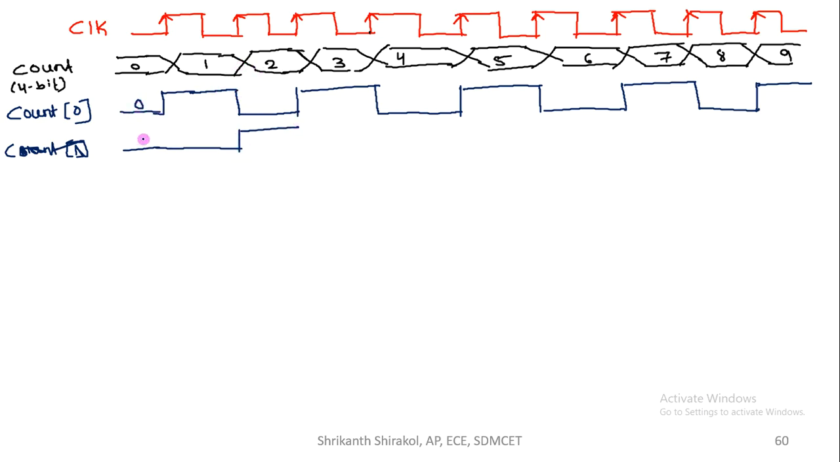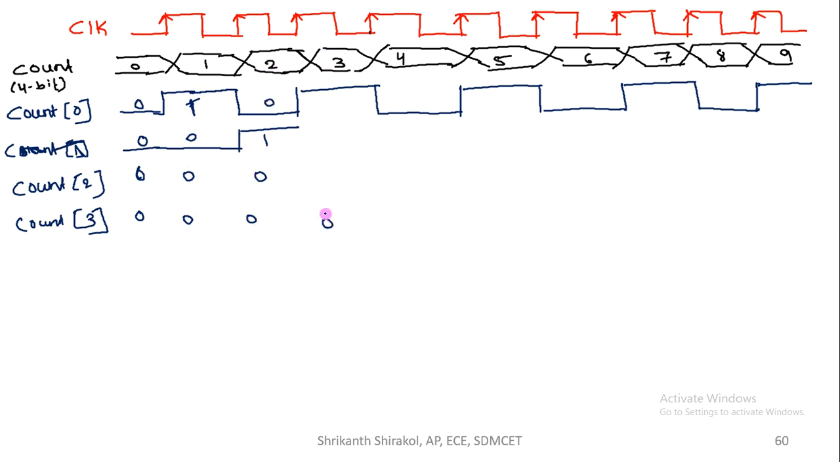Let me write it here. 0, 0, 0, 0. This is count 2. This is count 3. It's like I'm writing the truth table slantwise, in the horizontal way. 0, 0, 0, 0. Here, this is the most significant bit. 0, 0, 0, 1. Here, 0 for 2. How to write? 0, 0, 1, 0.